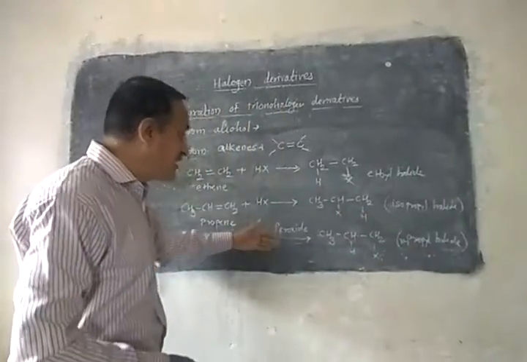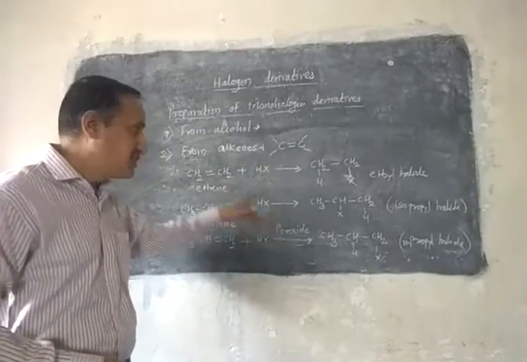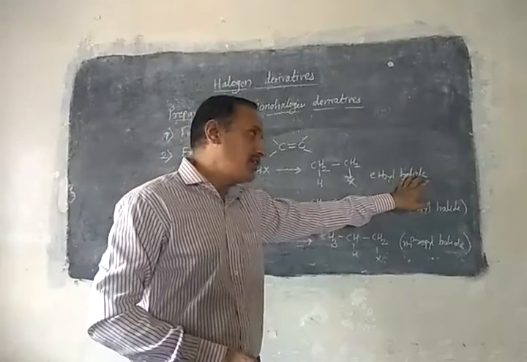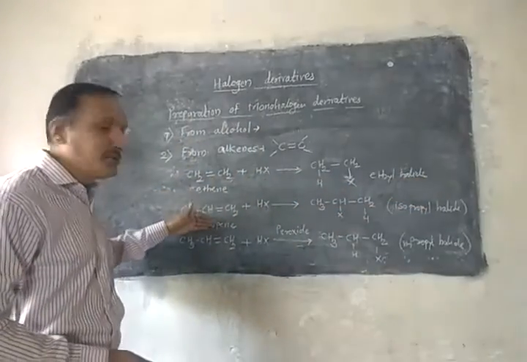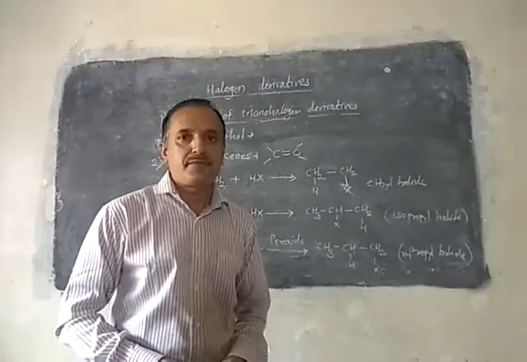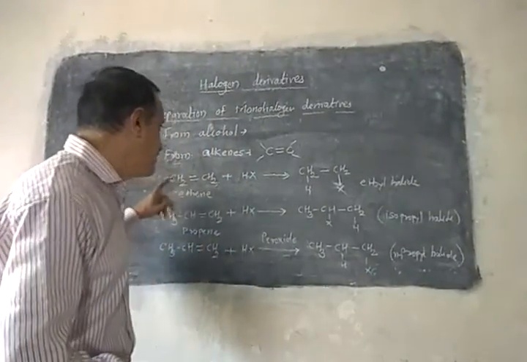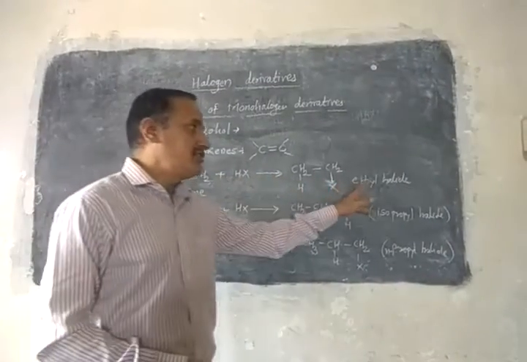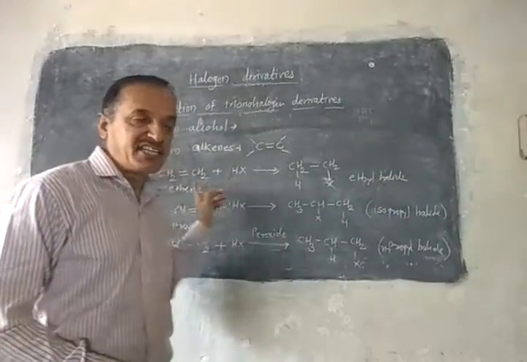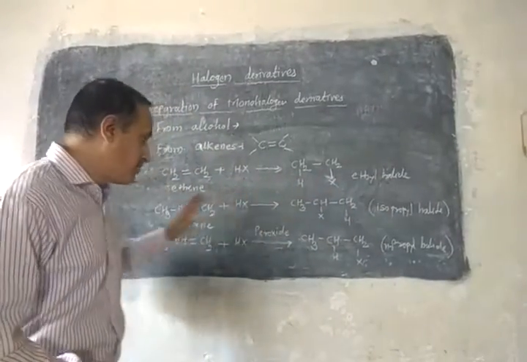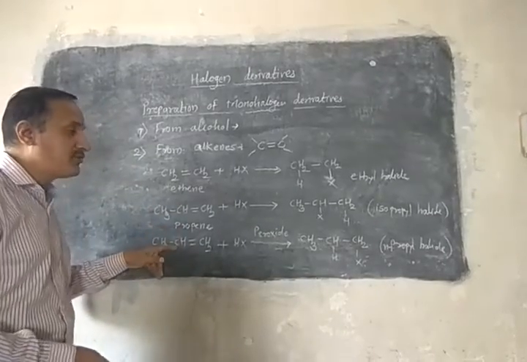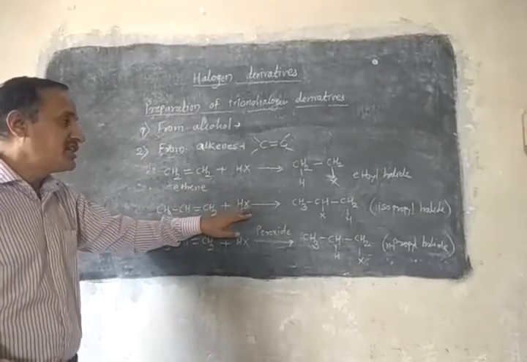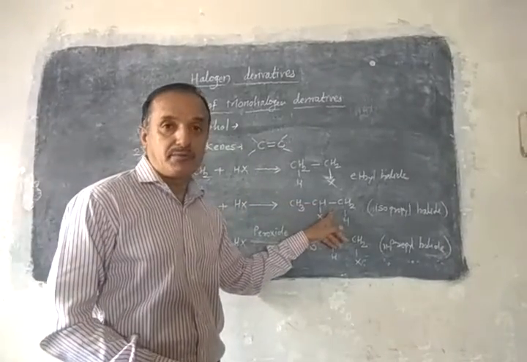So if you see all these reactions, with the symmetrical alkene we get a simple product, only one product, the ethyl halide. We have seen that the symmetrical alkene reacts with the hydrogen halide and we get the ethyl halide, as we have taken ethene. If you take an unsymmetrical alkene like propene, then after the addition of HX, in the first case the addition takes place according to the Markovnikov rule.